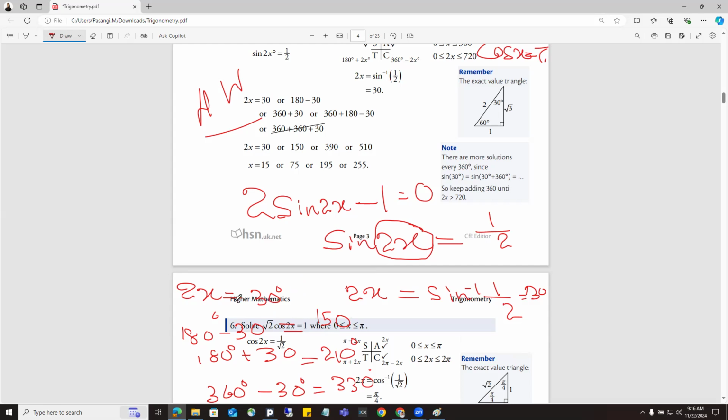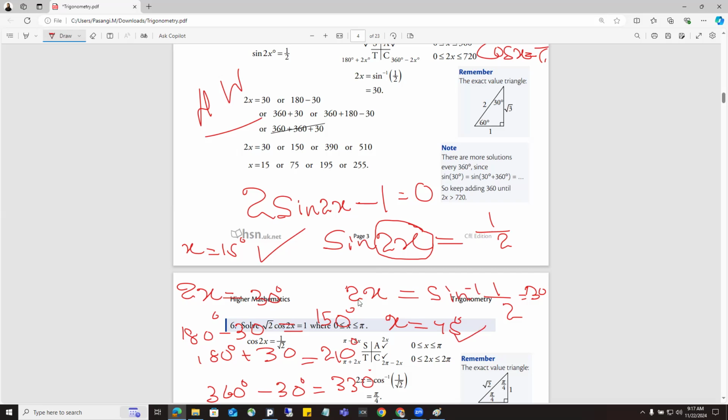2x is equal to 30, that means x is equal to 15. That is accepted. The other accepted one is here, 2x we have 115. That means x can be 75. From the second method, we can accept this one. That's the method.